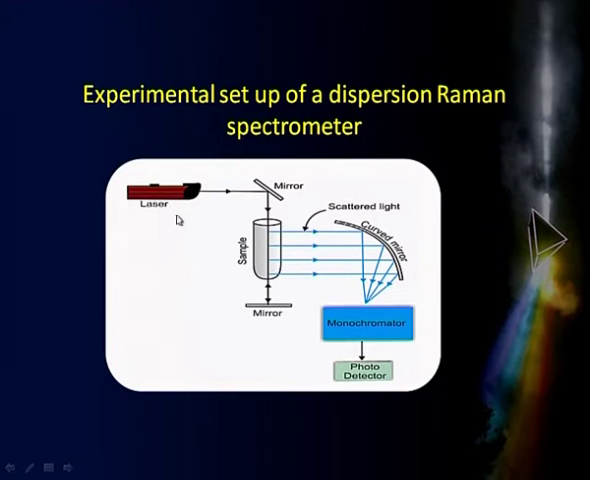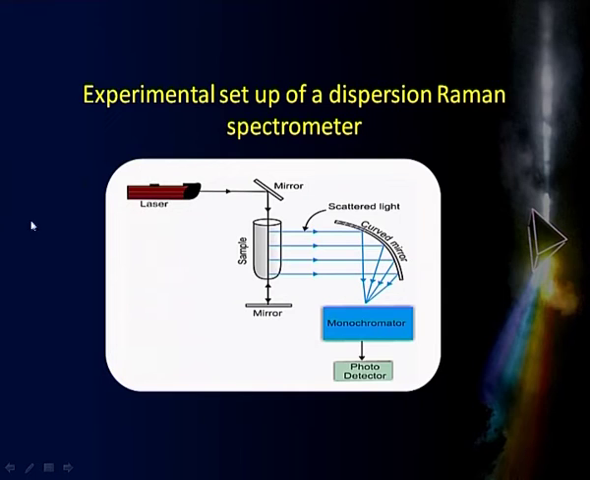In this case, you remember that when we talked about sources, in the case of a Raman spectrometer we typically use laser sources, because they are highly coherent, monochromatic sources. So the radiation coming out of a laser, which is of a particular wavelength, is reflected by a mirror and made to fall on the sample, and it interacts with the sample and gets scattered there.